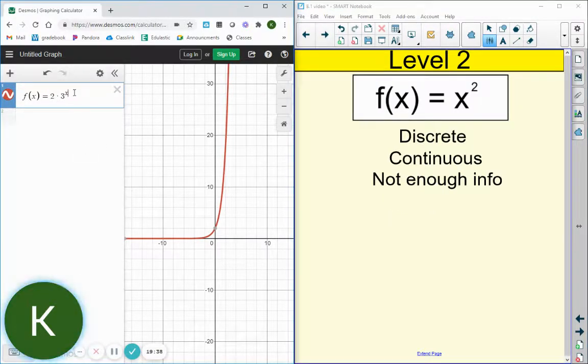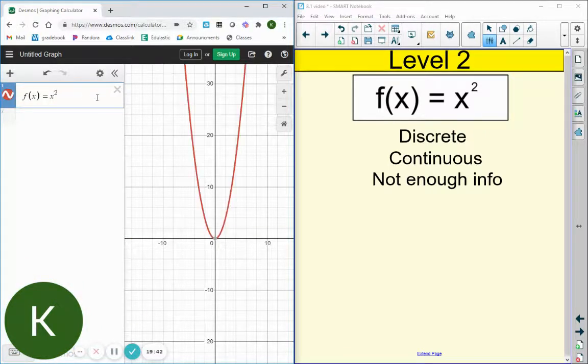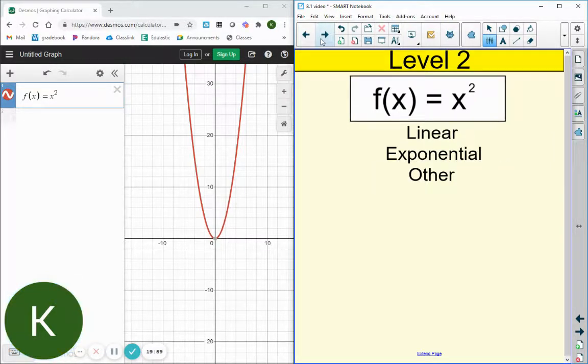Okay, here's the next one. Let's go ahead and graph it. x squared. Hey, we've seen this before. There's my graph. First, discrete, continuous, or not enough information. Once again, it does look continuous on here, but it didn't tell me if I should connect the dots or not. We're going to go with not enough information. Equations, sorry, not graphs, are usually not enough information unless it tells you more information.